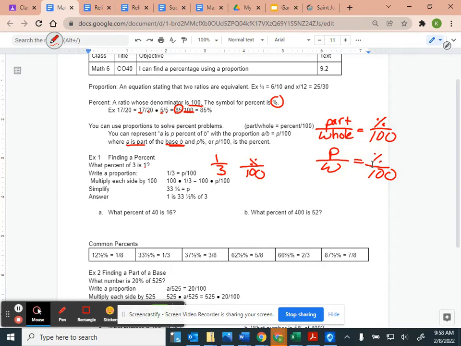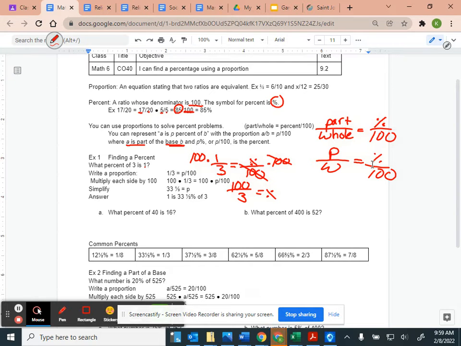So we want to get that percent by itself, because that's what we're trying to find. So think about when we had our variables. If that was a variable, we wanted to get it by itself. So if we had our variable divided by 100, what's the opposite of dividing? Well, multiplying. So we're going to multiply both sides by 100. 100 divided by 100 is 1. So we have that percent alone. 100 times 1 is 100. And we still have that 3 on the bottom.